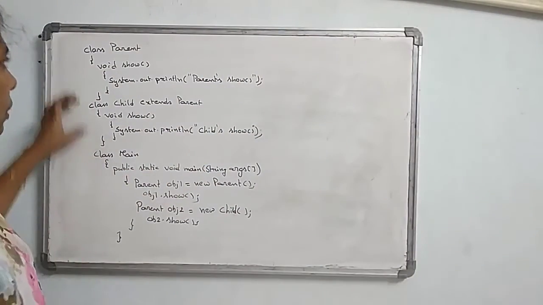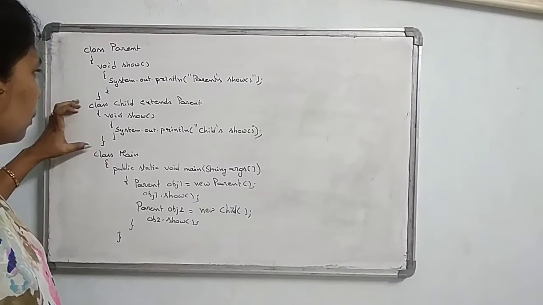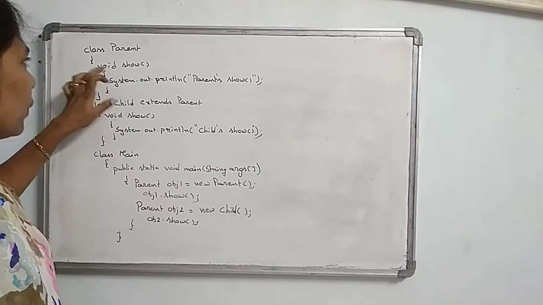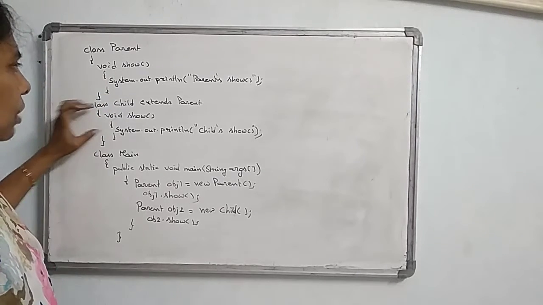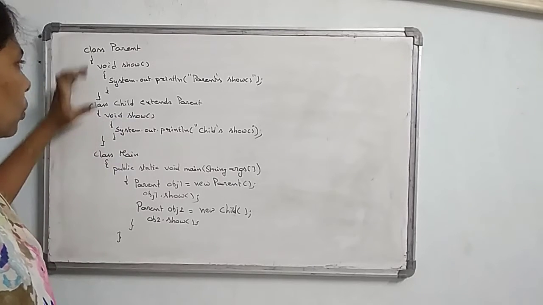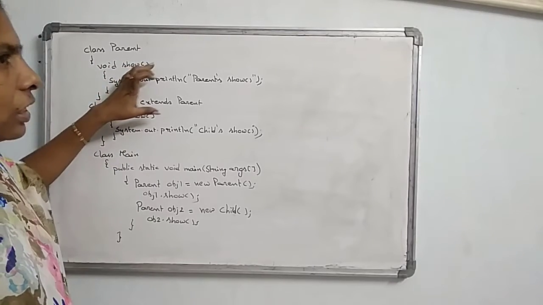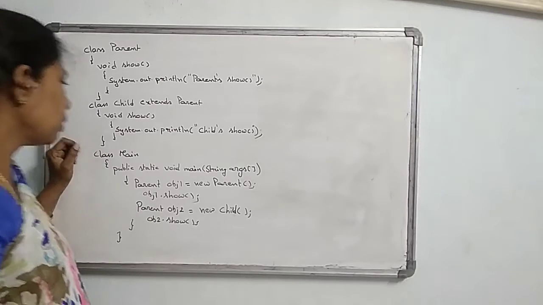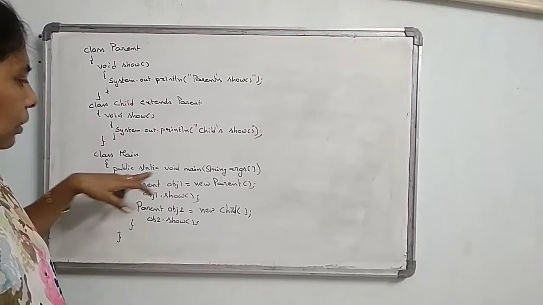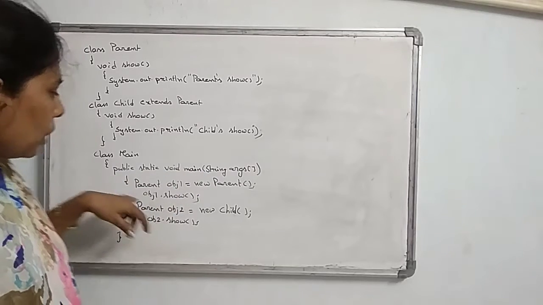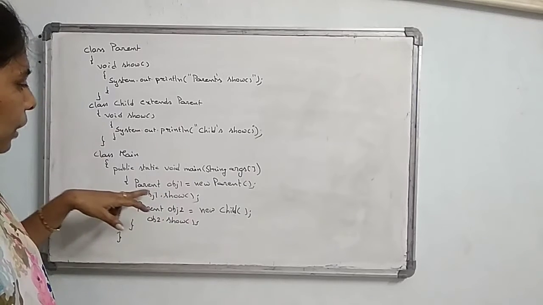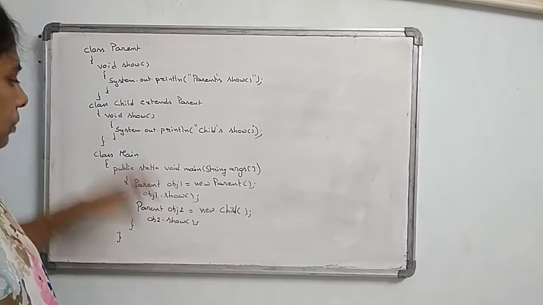That means you have the parent class and the child class. The parent class contains the show method of return type void, and the class Child also contains the show method of return type void. So both have the same method names and same return type. Okay, now I am going to the main class. In the main method, public static void main, Parent obj1 equal new Parent. So I am creating one object of the parent class.